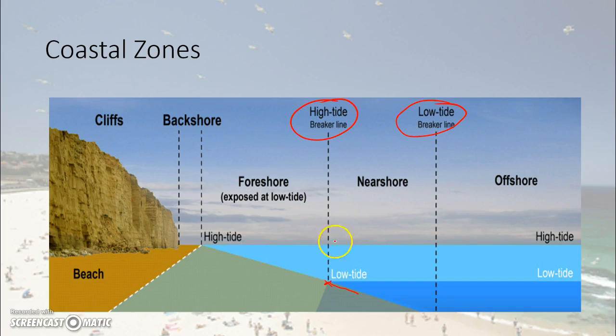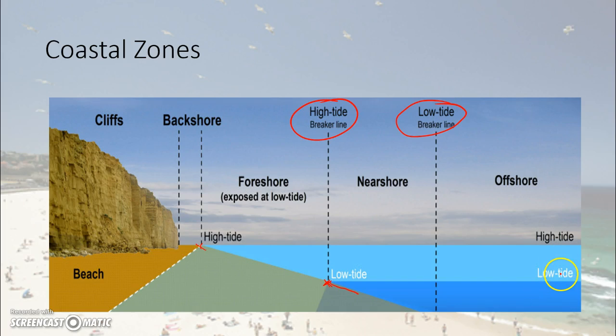So the high tide breaker line here, when the tide is in, when the tide reaches the beach here, below that line, there would be no effect by tide or by waves or by wave movement on the actual ground beneath the water. The low tide breaker line would be the same thing.